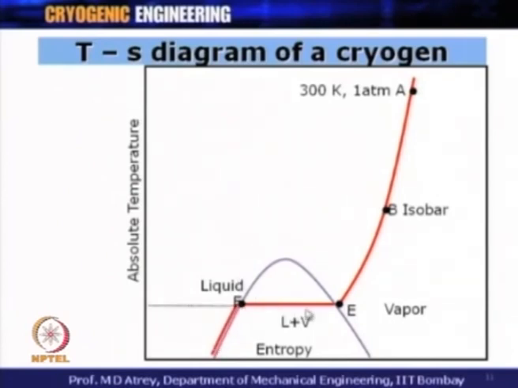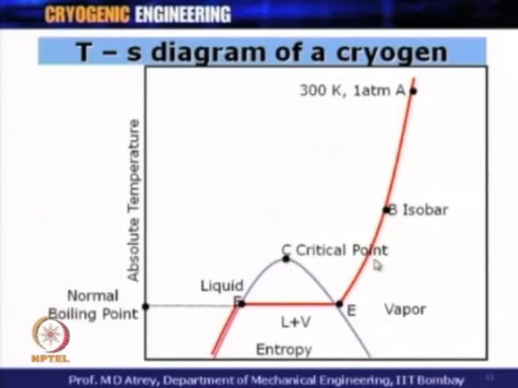The line joining E and F, if I continue it onto the temperature axis, gives nothing but the normal boiling point. If I talk about liquid helium, or helium gas, this point will be 4.2 Kelvin. If I talk about nitrogen, this point will be 77.36 Kelvin. All right. What is this point?